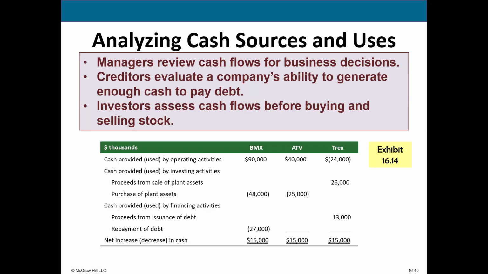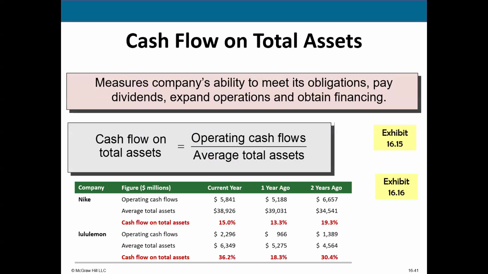So one ratio that we look at for that is called the cash flow on total assets ratio. That ratio is calculated by taking your operating cash flows, so net cash that came into the business minus the cash that went out of the business for operating activities gives you net cash flow for operating activities. We take that amount and divide it by average total assets. So beginning balance plus ending balance divided by 2 gives average total assets.